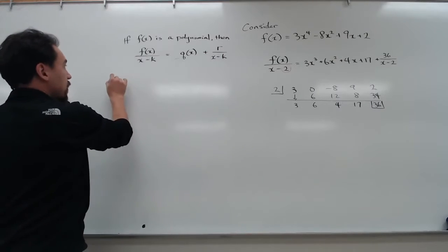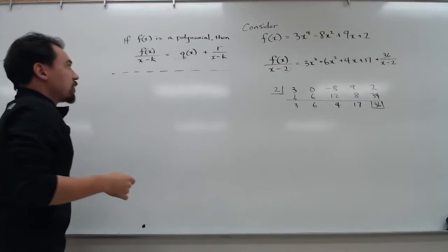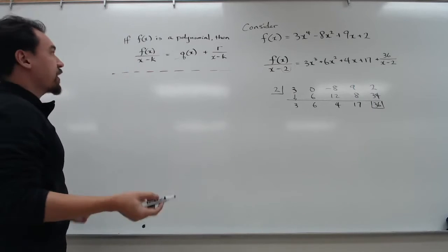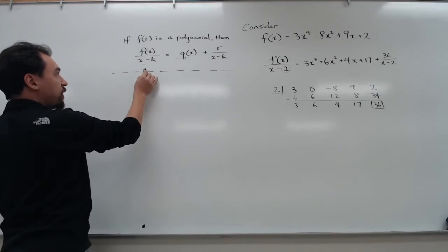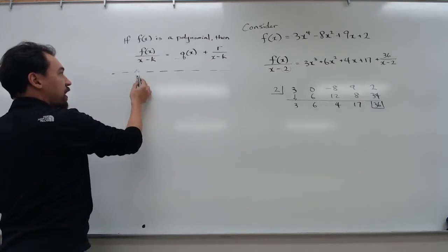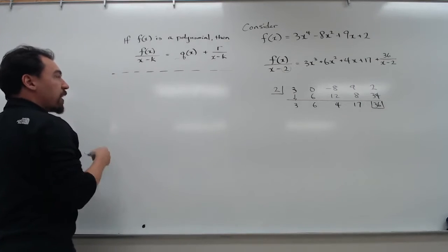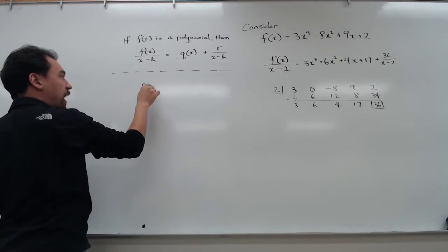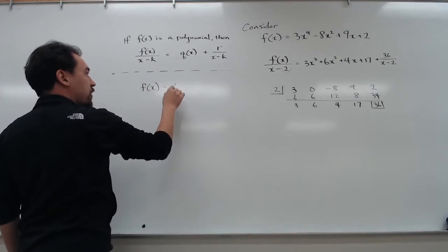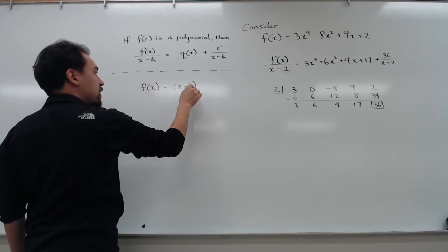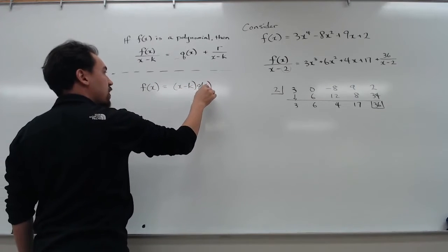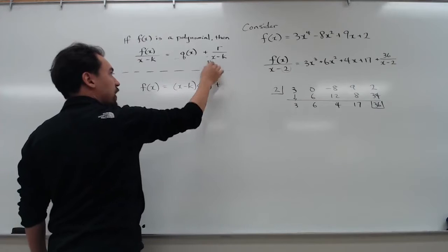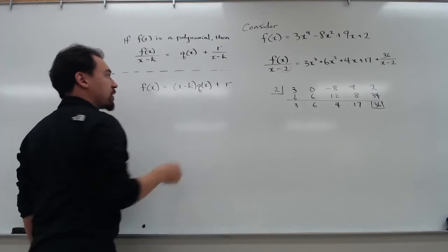Now, sort of bear with me. I'm just going to try something. And I'm going to say, what if I take this denominator x minus k, and then I multiply both sides by x minus k? So then I would end up over here with f of x, and then on the other side I would have x minus k times q of x plus, and then multiplying both sides would get rid of the denominator, so I get plus r.